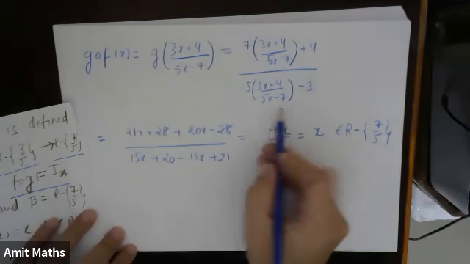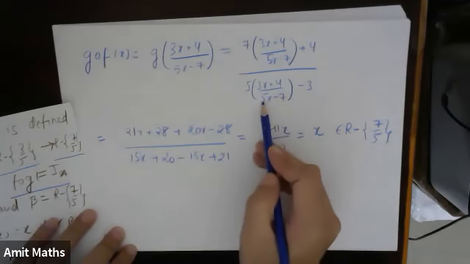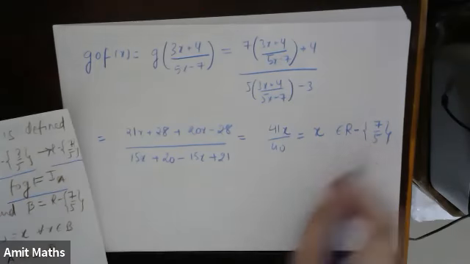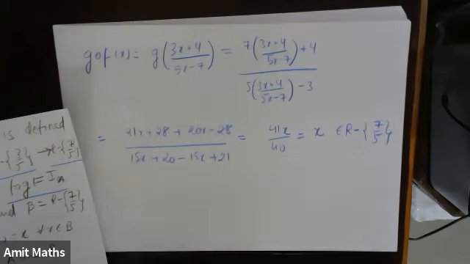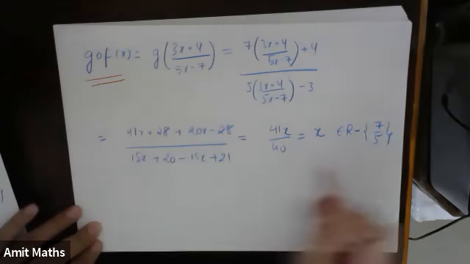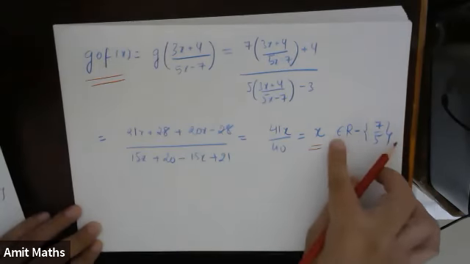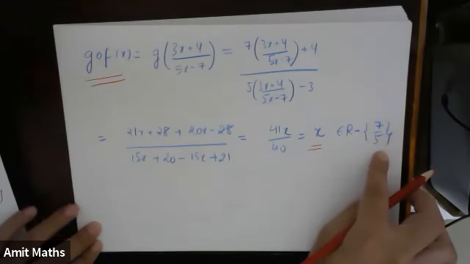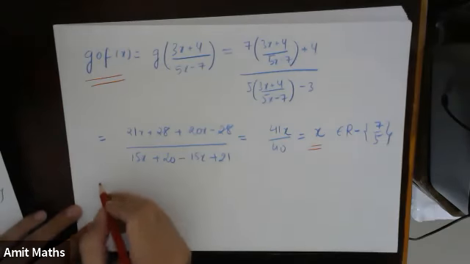Why will we remove 7 by 5? Because here we are cancelling 5x minus 7, so only 7 by 5 will not be included. Every other element will be included. This was for GOF. So we have shown that GOF is equal to x for all values of x belonging to real minus 7 by 5. Now second is FOG.